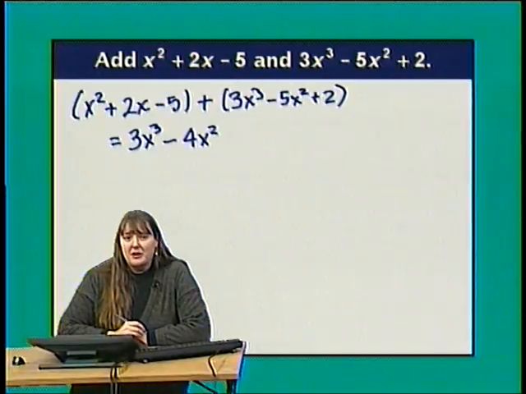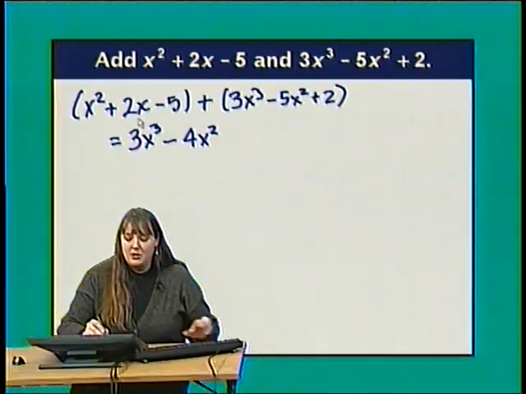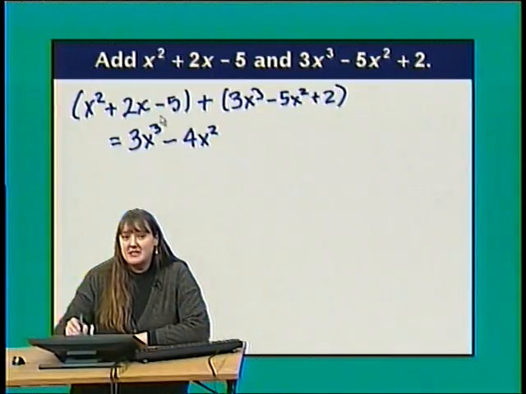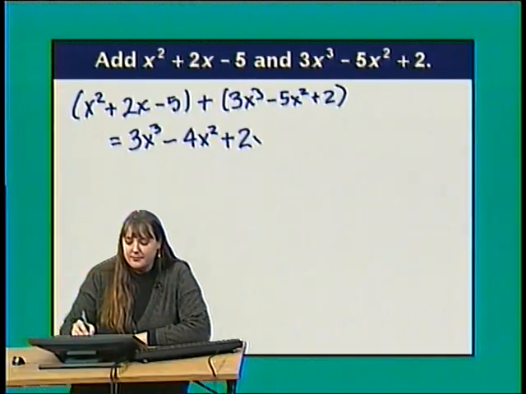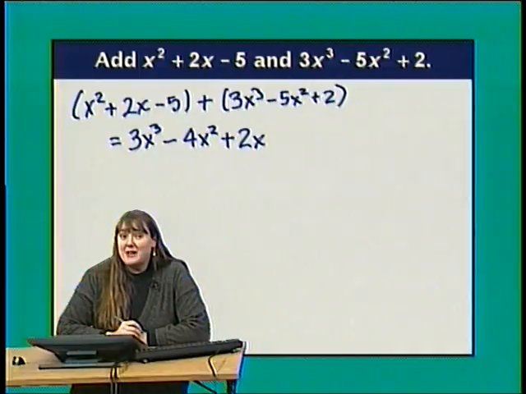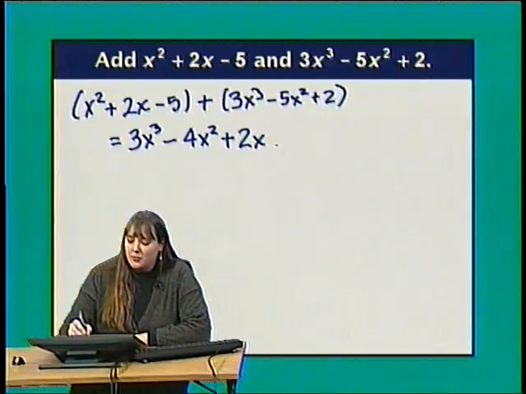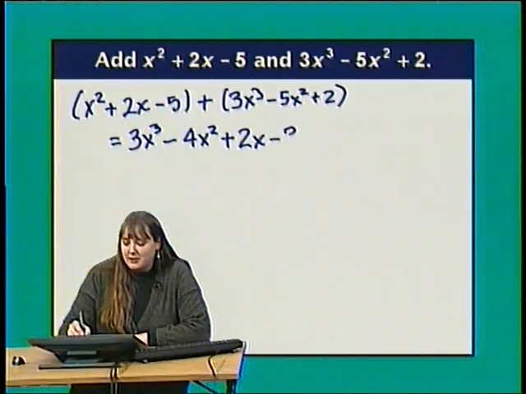Now I'm going to look for my first degree terms. In the first polynomial, I have 2x. In my second polynomial, I don't have any first degree terms, so I'm just going to write down plus 2x. Now I'm down to my 0 degree terms, which are my constants. Negative 5 in the first polynomial and 2 in the second polynomial. When I add those together, I get negative 3.